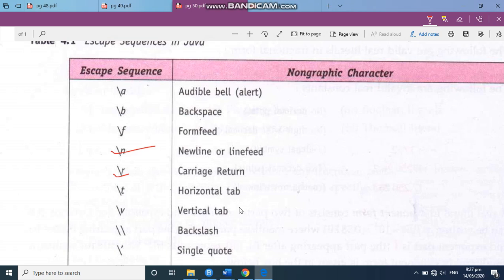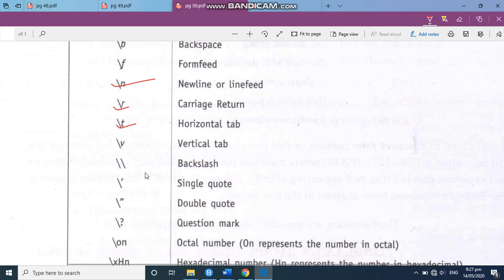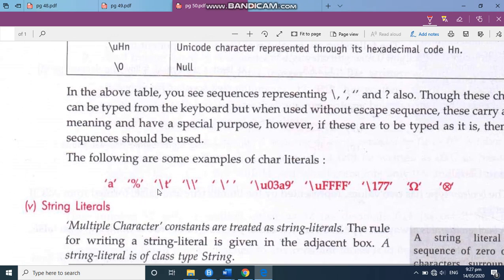And if I want to press the tab key on the keyboard, so instead of that, while doing the programming if you want to write it, then we will use backslash t. All this working you will come to know when we will write a few programs. So this is just to have a go into this table. So these are a few examples given of character literals.